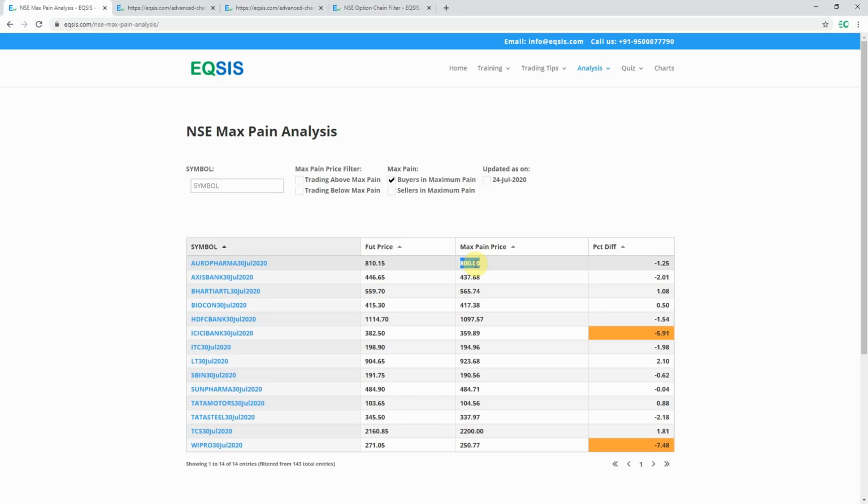So remember, if a market is slightly away from that, it tends to be attracted. But if the price comes towards the max pain level, then it works as a support or resistance. So try to understand this.